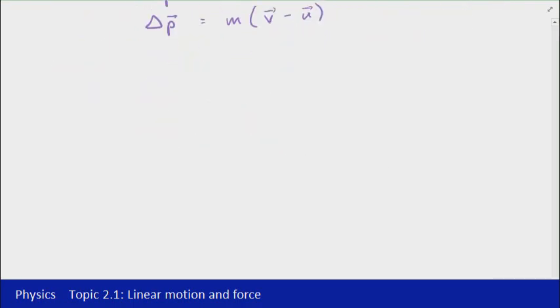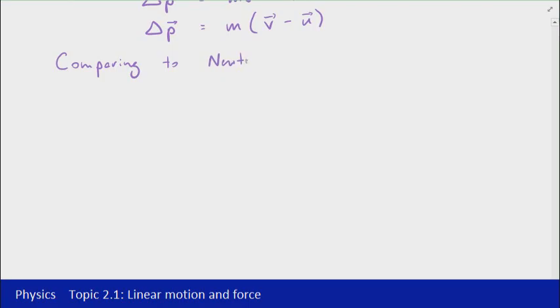One of the really interesting things here, though, is that if we compare that back to Newton's second law, we've got that F is equal to ma. And if we take that a step further, the acceleration that we're really dealing with there is a change in velocity over a change in time. If we consider that change in velocity, that would be v minus u on t, and hopefully you can see where this is going.